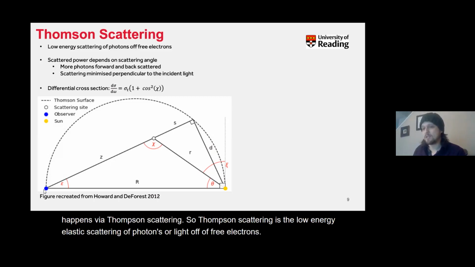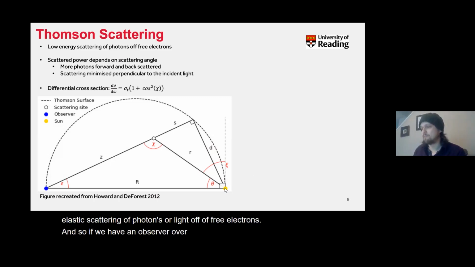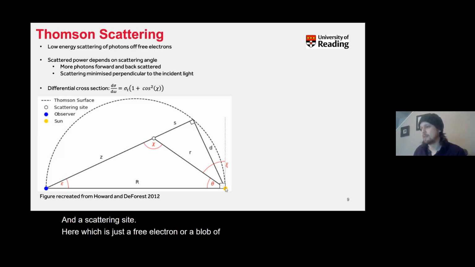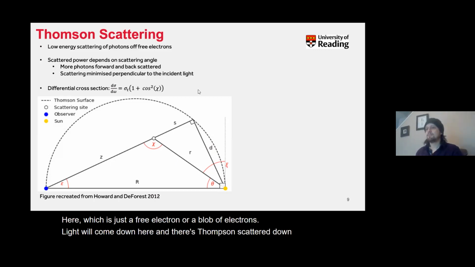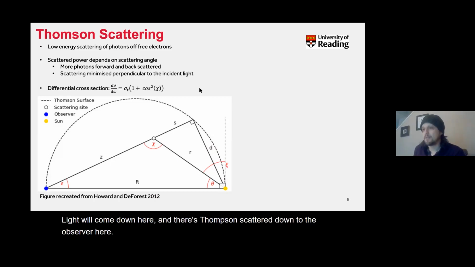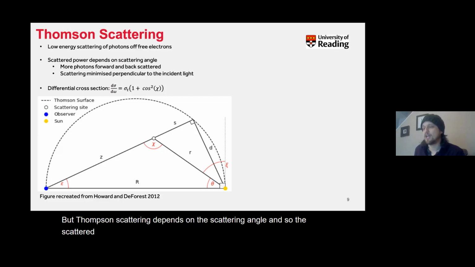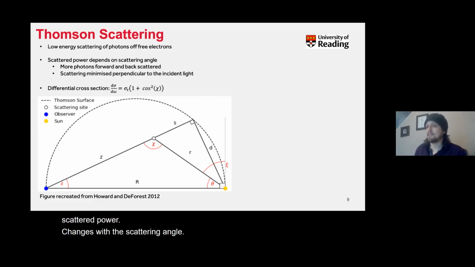Thompson scattering is the low energy elastic scattering of photons, or light, off of free electrons. If we have an observer over here and the sun over here, and a scattering site here, which is just a free electron or a blob of electrons, light will come down here and is Thompson scattered down to the observer. But Thompson scattering depends on the scattering angle, so the scattered power changes with the scattering angle. More photons are forward and back scattered, and scattering is minimized perpendicular to the incident light.